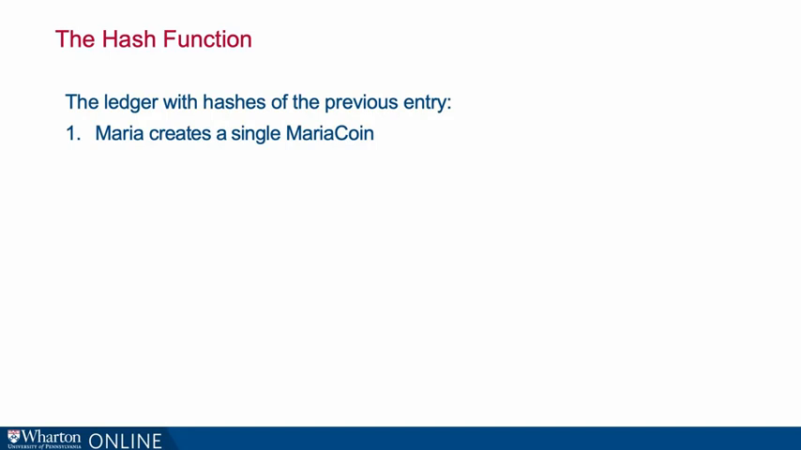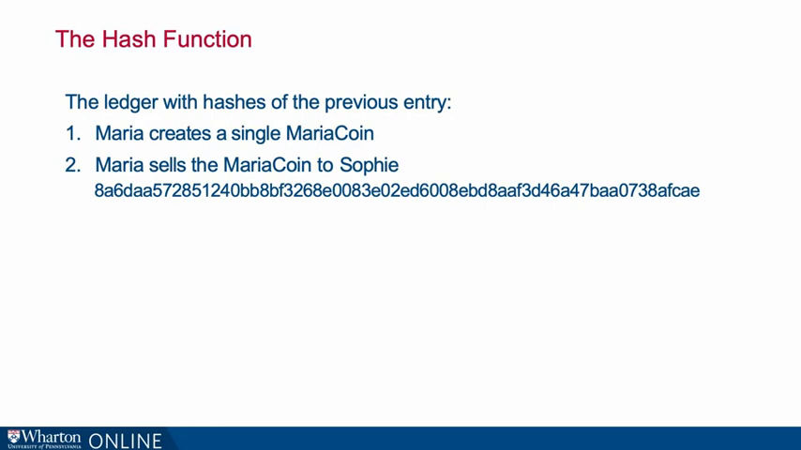Now, if you go to the hash function and you type in precisely Maria creates a single Maria coin with the spaces, with no leading space and no following space, you should get out the 256-bit number that I have printed here. So now we have the second entry.